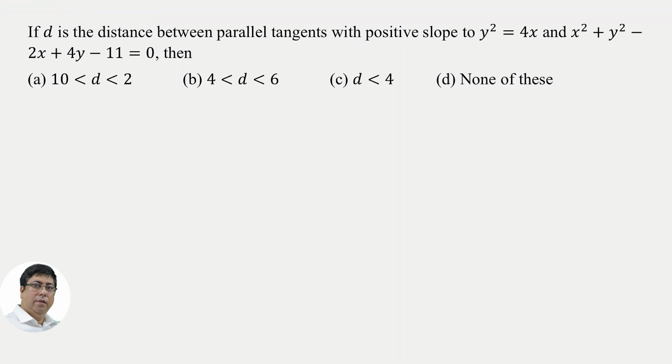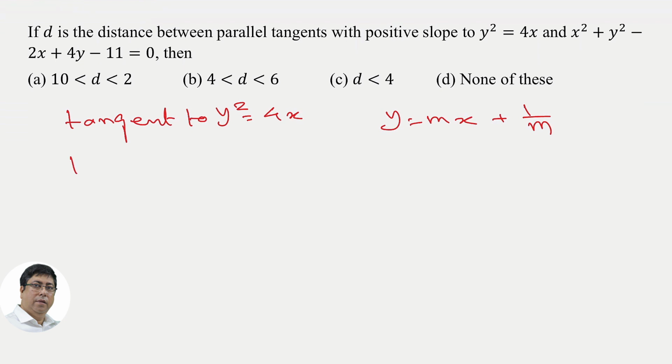If D is the distance between the parallel tangents with a positive slope to y square equal to 4x and x square plus y square minus 2x plus 4y minus 11 equal to 0. So one is the circle and one is the parabola. So let's do one thing. The equation of the tangent to y square equal to 4x is given by y equal to mx plus a by m. A is here 1 because y square equal to 4x.